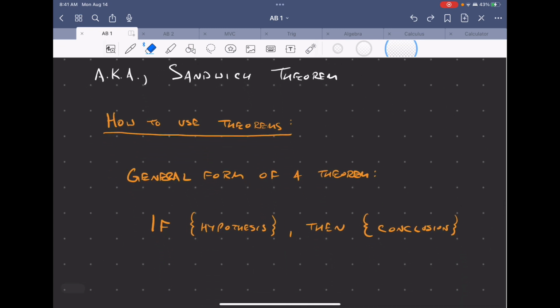I know that you were first introduced to theorems back in geometry. I don't know how your geometry teacher taught you how to use a theorem, but there's a very specific way that we want to go about using theorems in calculus. So here's the general form of a theorem. You're going to have an if-then statement. Whatever comes after the if, we're going to call that the hypothesis. And then usually you'll have a comma with then, and whatever comes after the then, that's called your conclusion.